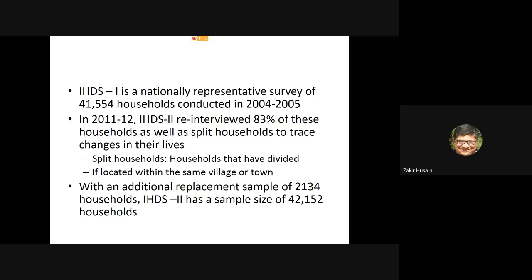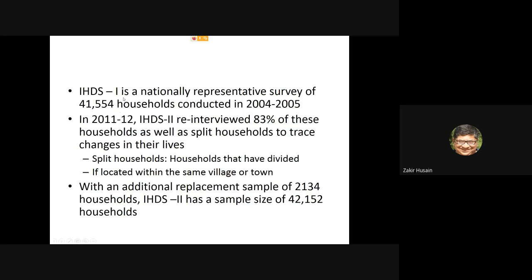So, in other words, a father has three children, they form a household. After 6 years, two of the children leave and form separate households. So, if they are located in the same village or town, they can also be included in the sample. But if they migrate, you can't do anything.